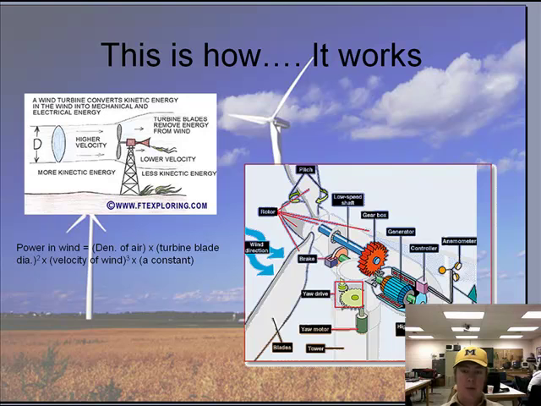The gearbox in this instance regulates the RPMs from the turbine itself to the generator so that the generator is not overloaded.